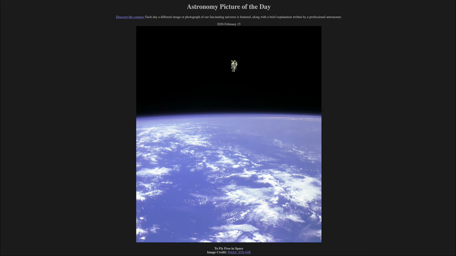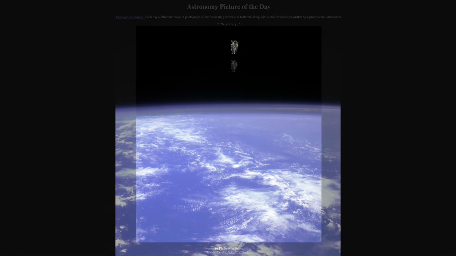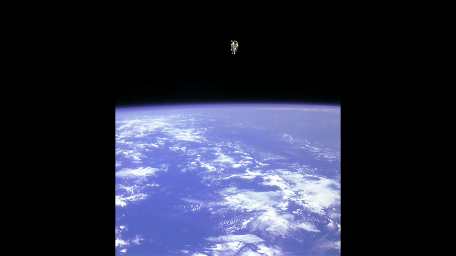Today's picture is titled "To Fly Free in Space." So what do we see here? Well, here we see an image taken from one of these space shuttles, and this was back in 1984. And we see the Earth down below, and off in the distance we can see an astronaut.